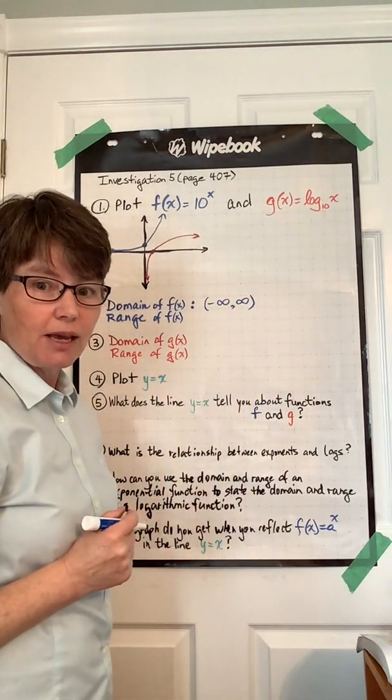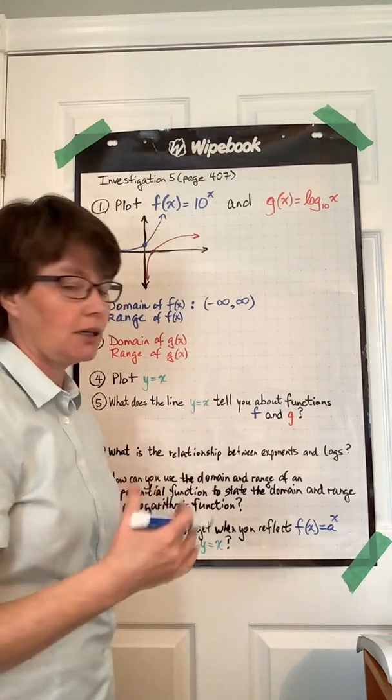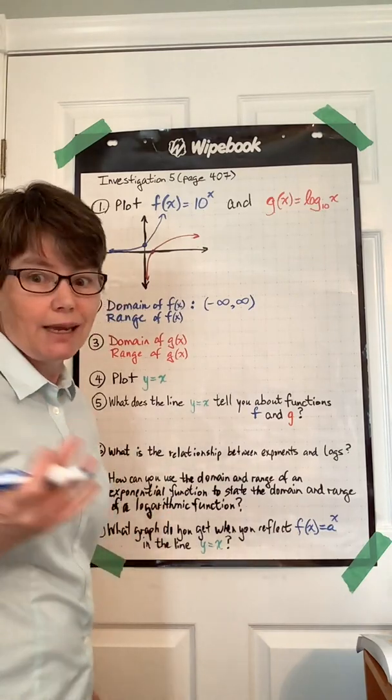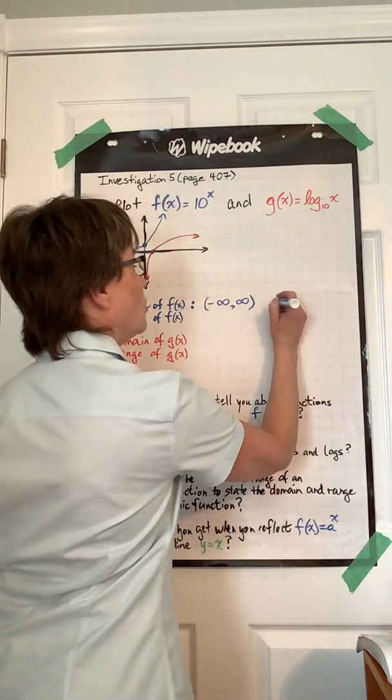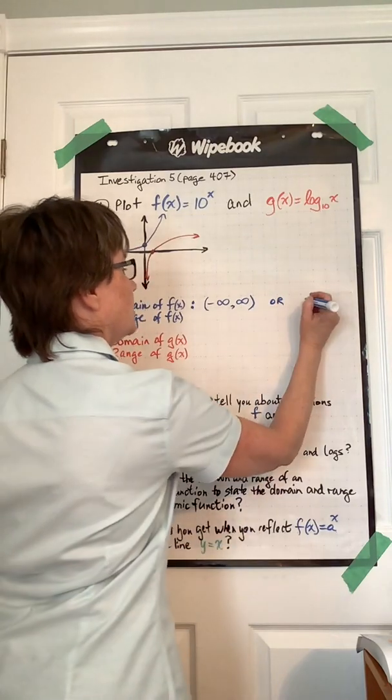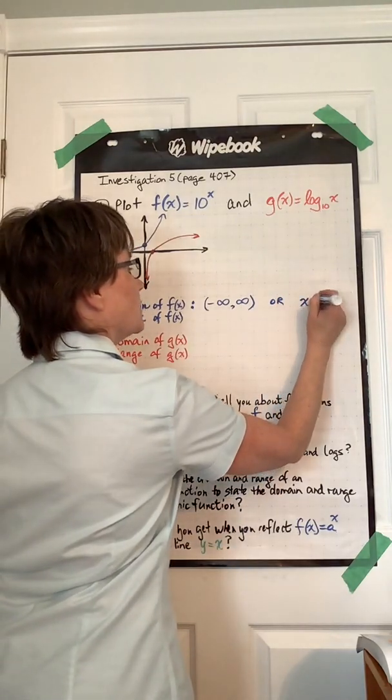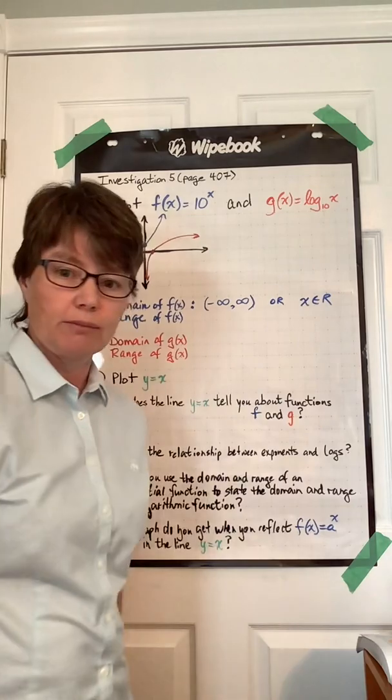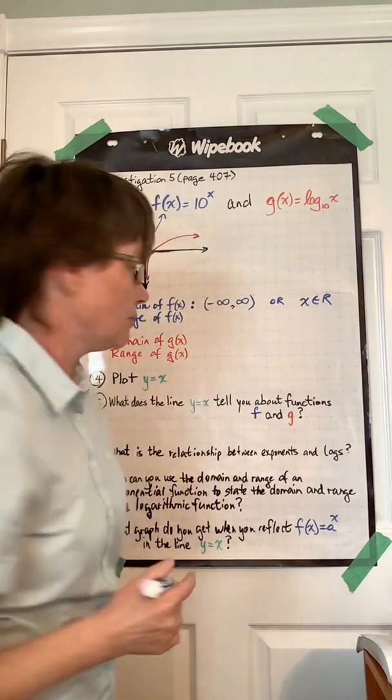Curved brackets on the outside because not equal to infinity, not equal to negative infinity, just because we can't equal that. Or we can write it in the other notation, which would be x is an element of real numbers. Okay, so choose which notation you're using, remember.